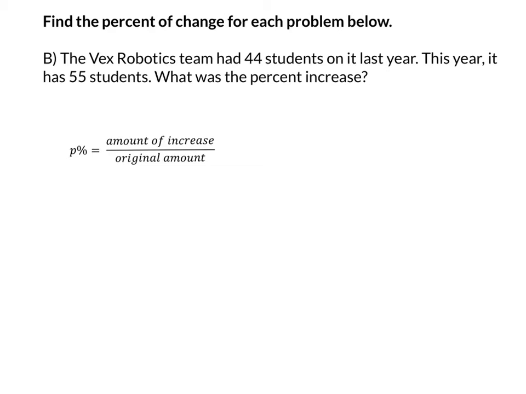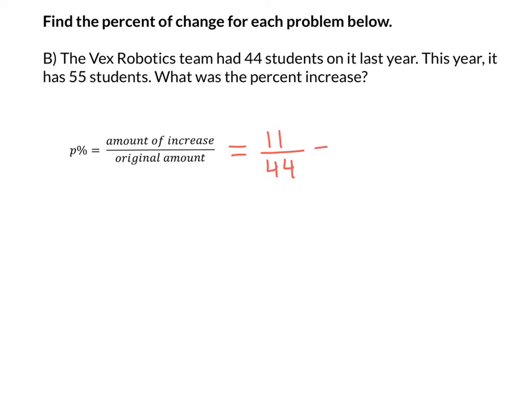Now, to find the percent of change, we always find the amount of increase over the original amount. So we know the amount of increase is 11. It went from 44 to 55. If we're ever not sure how to find the amount of increase, we can always just subtract these two numbers and that'll tell us how much it changed by. The original amount in this problem is 44 because that's what it started at.